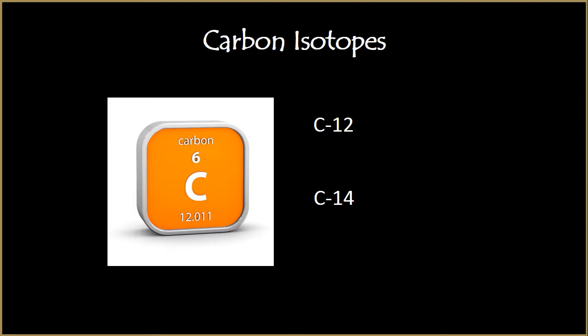Two different carbon isotopes, carbon-12 and carbon-14, are involved in the radiocarbon dating process. Carbon-14 is involved in the process because its amount decreases. Carbon-12 serves as the standard because its amount does not change.